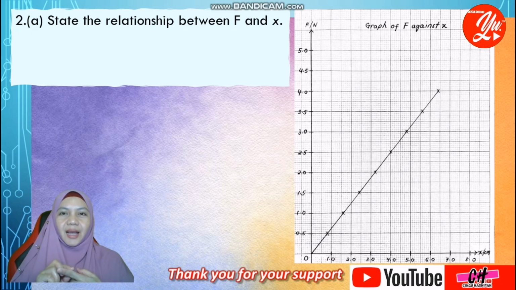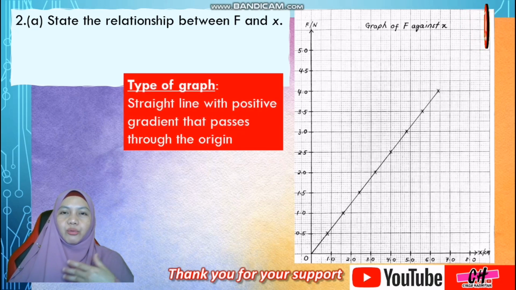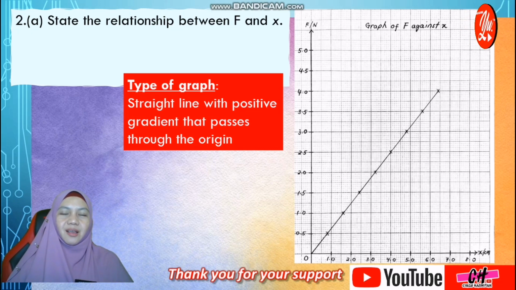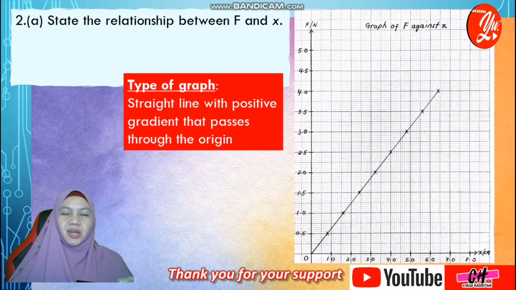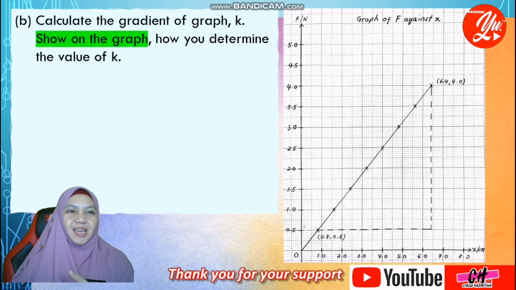Number 1, whether the line is a straight line or a curve. Second, the gradient, positive or negative. And third, whether the line passes through the origin or not. So for this graph, what can we say about it? Very good. It is a straight line with a positive gradient and passes through the origin. So this gives the relationship between F and X, where F is directly proportional to X. Easy, right?